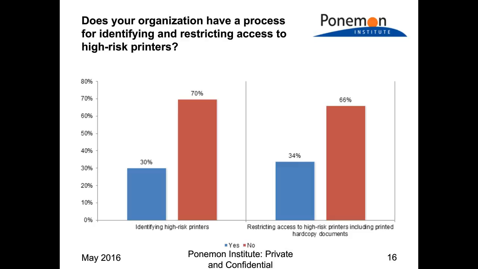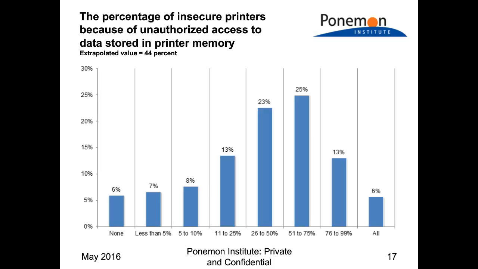Does your organization have a process for identifying and restricting access to high-risk printers? We look at yes and no here. Identifying high-risk printers is at 30% yes, and 70% no. Not good. Restricting access to high-risk printers, including printed hard copy documents: 34% say yes, 66% say no. So the no's outwin the yeses, which is not a good fact. We want to see more yeses than no's.